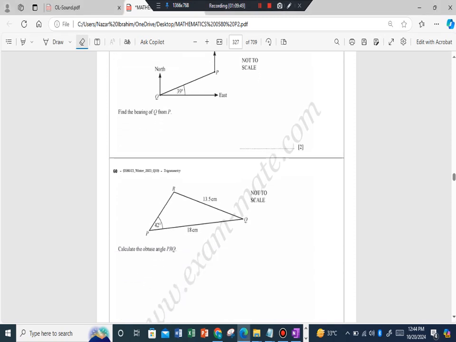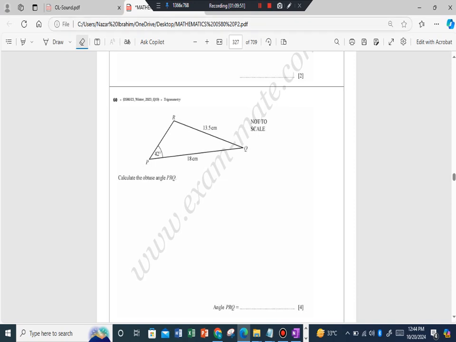Question number 60. We are having again a triangle. Two sides, RQ and PQ, are known to us. One angle, which is forming between RP and PQ, is 42. Calculate the obtuse angle PRQ. PRQ means that this angle should be calculated.